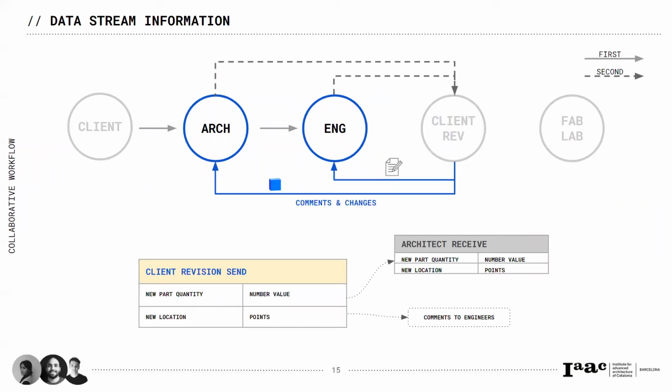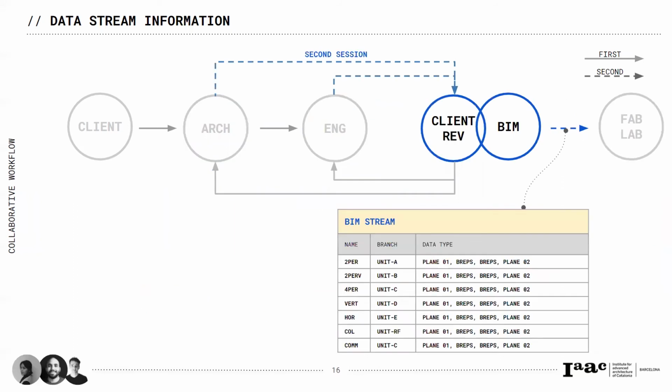So then this is the loop that we are able to do however many times we want, depending on the client. If there are changes and comments, it will go back to the engineers and the architects in terms of maybe new parts or new location. So this will allow them to just go on to the configurator and make some changes and then pass it back on to the second loop, back to the client for their review again. And if that is approved, it will go on to BIM.